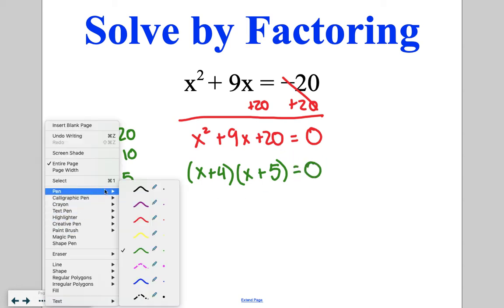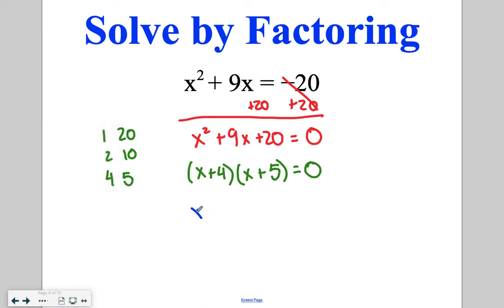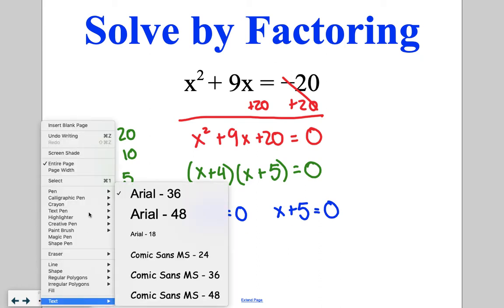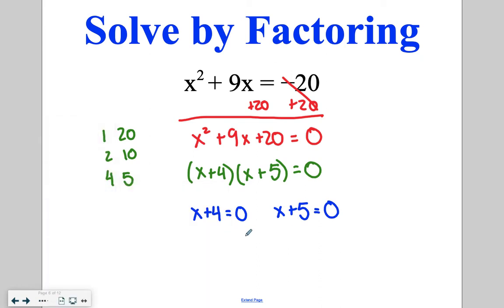So now that's equal to 0. Then using our zero product rule, we can say x plus 4 is equal to 0, and x plus 5 is equal to 0. Then you're going to go ahead and solve both of those. The first one by subtracting 4, giving you that x is equal to negative 4. And the second one by subtracting 5, giving you that x is equal to negative 5.